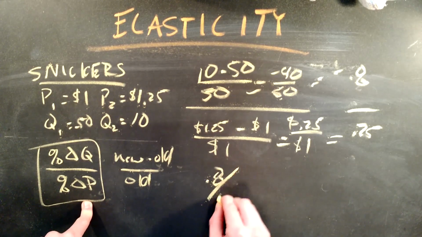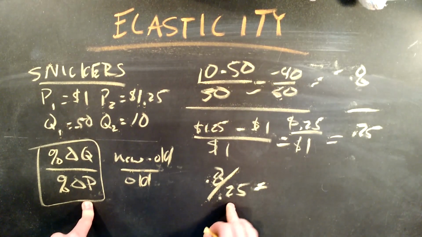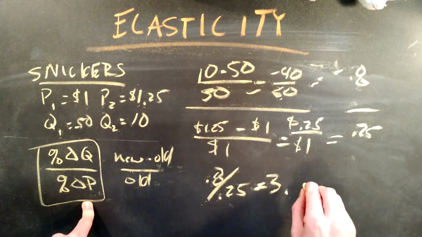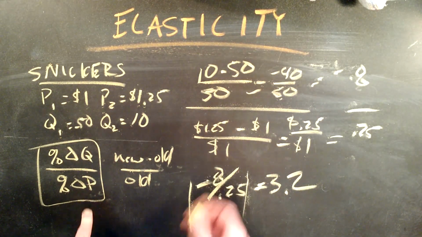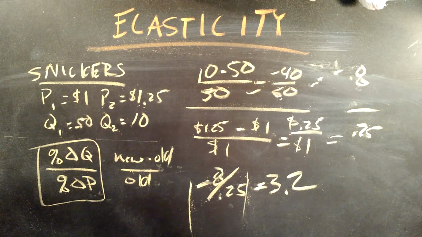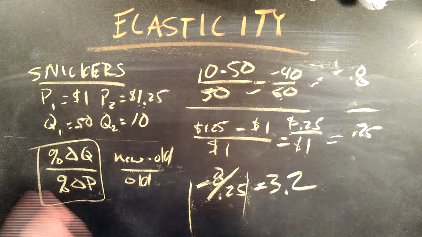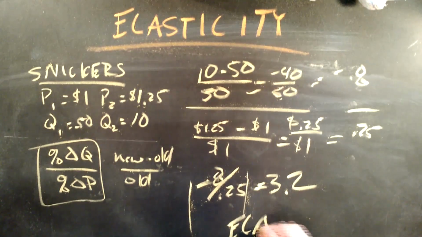0.8 divided by 0.25 should come out to be 3.2. And usually, for simplicity, we just drop the negative. So in this case, 3.2 is in that range of 1 to infinity, so we would define Snickers as being elastic.